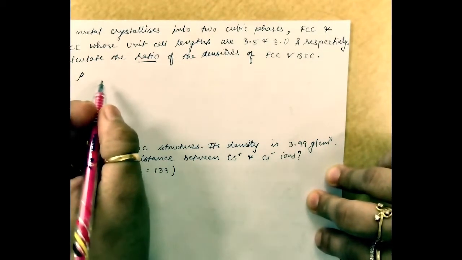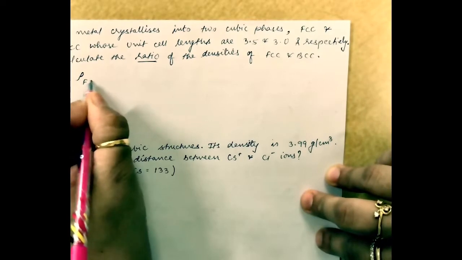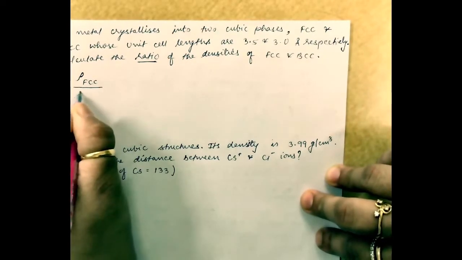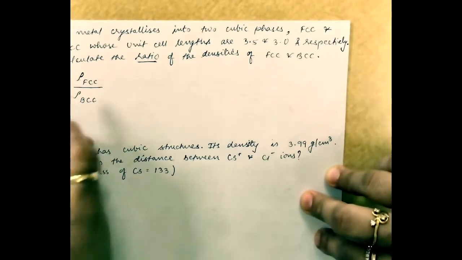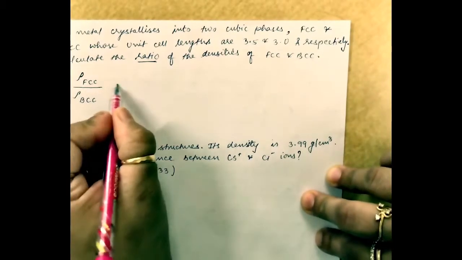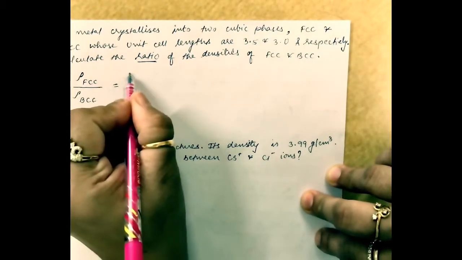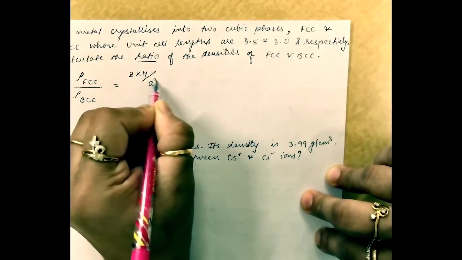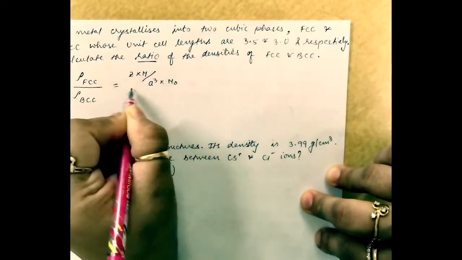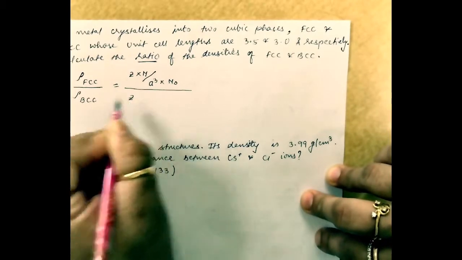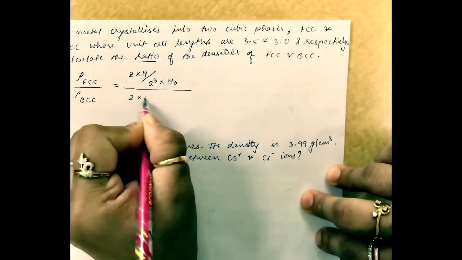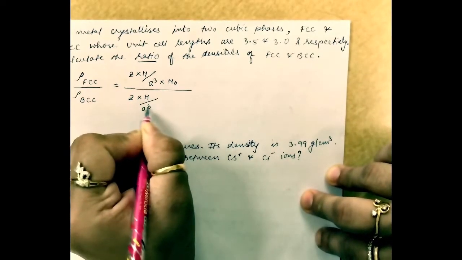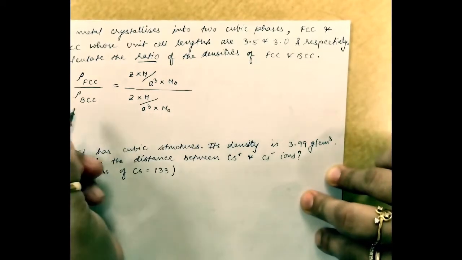So you just need to find out the ratio of FCC to the BCC, and it is the ratio of the densities. Now the formula of density you are very well aware of. It is Z into M divided by A cube into Na, and divided by Z effective for your BCC into M divided by A cube into Avogadro number.